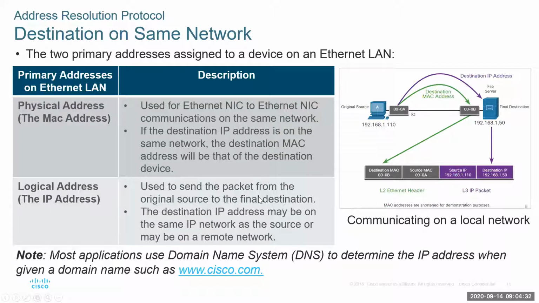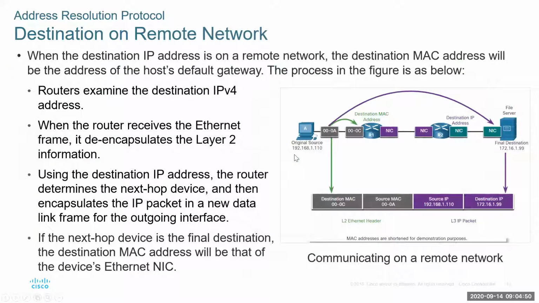On the logical address, this is what's used to send the packet from the original source to the final destination. So that destination IP address may be on the same network as the source, or it may be on this remote network. But this destination MAC is always going to be your default gateway if it's not on the same network. When working with a remote network, the destination MAC address of the host will always be the host default gateway. Just kind of explain there.